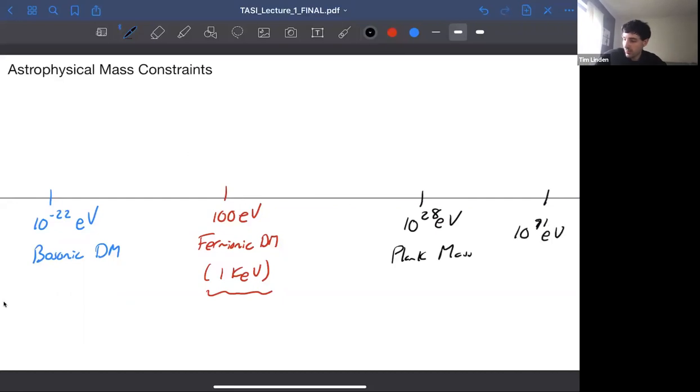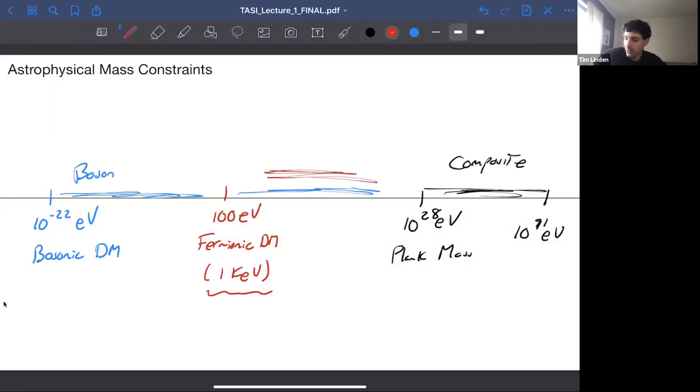So this stuff over here has to be some sort of composite. This sort of thing over here has to be some sort of boson so that I can fit infinitely many particles in the same state because they're all so light. And then in this region, I can be either a fermion or boson. Great.